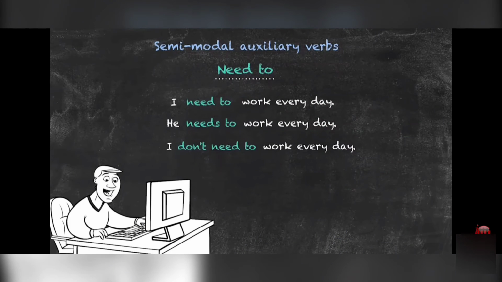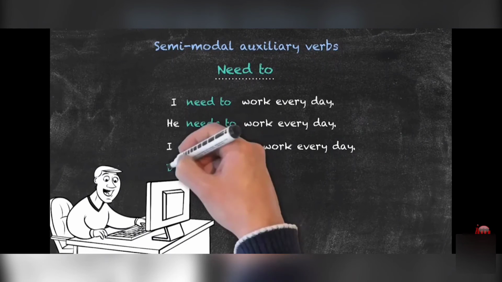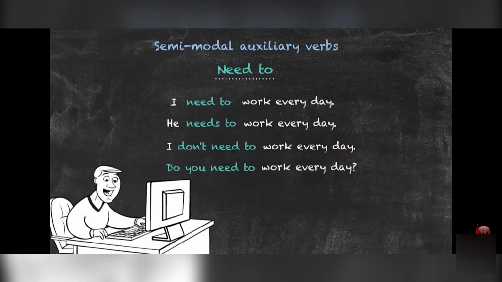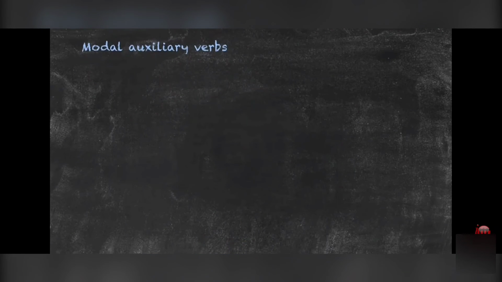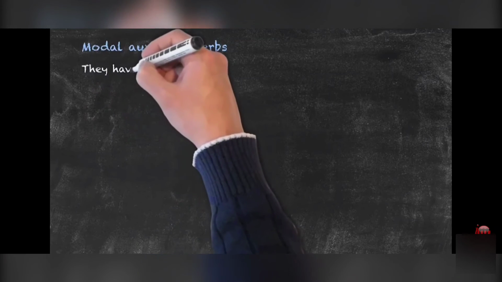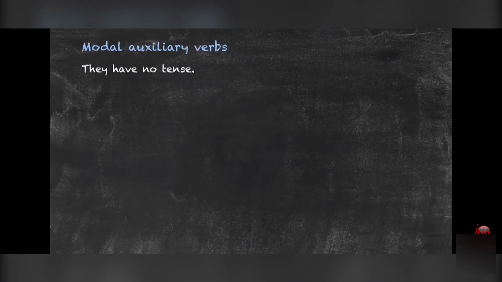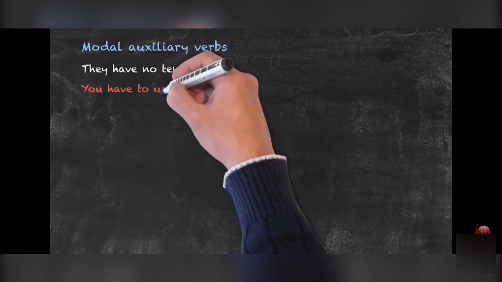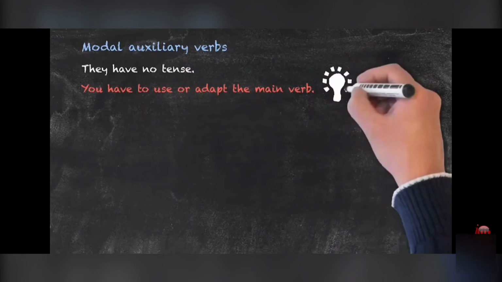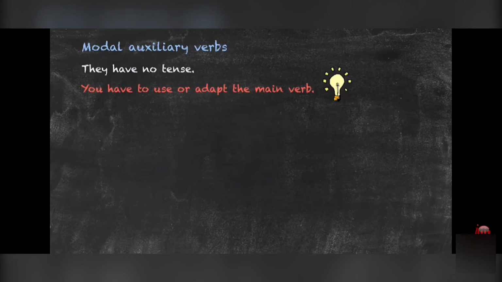Another point that students find difficult to grasp is that modal auxiliary verbs have no tense. To express tense or time, bearing in mind that they are not the same thing, you have to use or adapt the main verb. Some modals can't be used to talk about the past or the future. Let's have a look at this sentence. "You must be in class by 9:30 every day." That's an obligation for something that you need to do regularly.